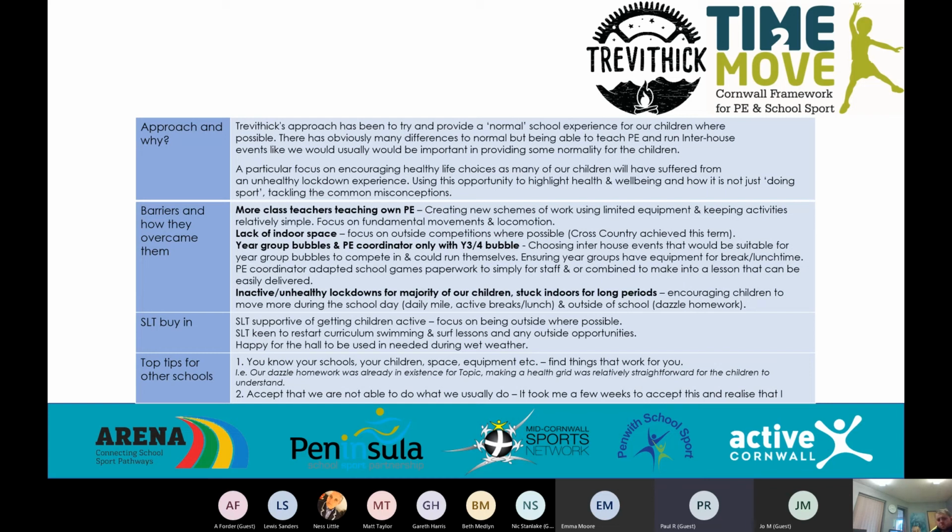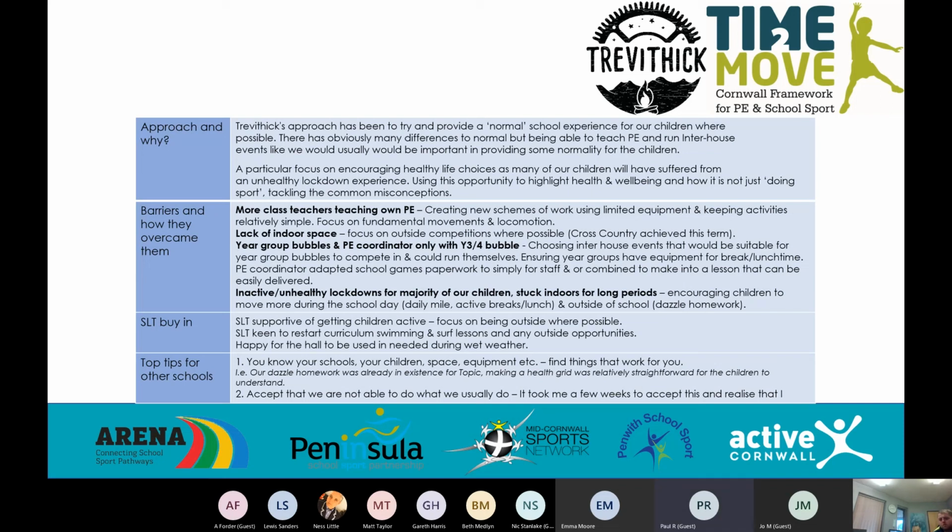We're in year group bubbles, I'm sure like a lot of schools are, and I'm myself, as I mentioned, only with years 3 and 4. So I'm choosing inter-house events that would be suitable for the whole year group bubbles to compete in, and perhaps simple things that the teachers and TAs within those bubbles will be able to run and keep score of, and do those sorts of things for myself, because in the past that's something I would have run for the whole school.